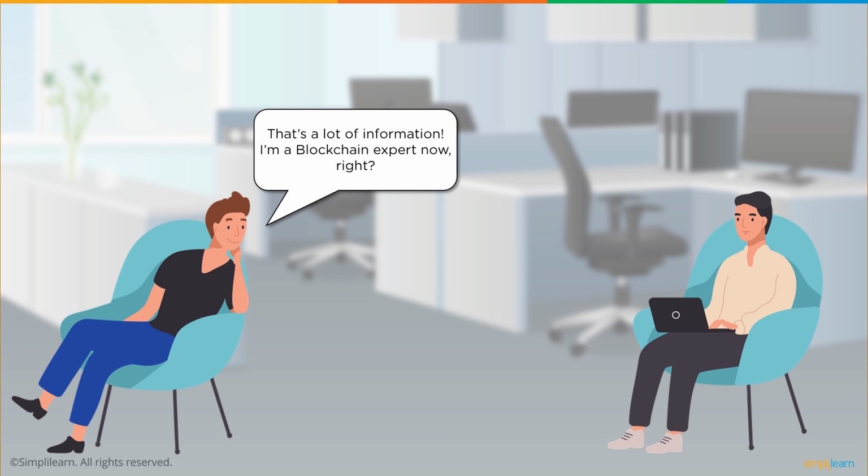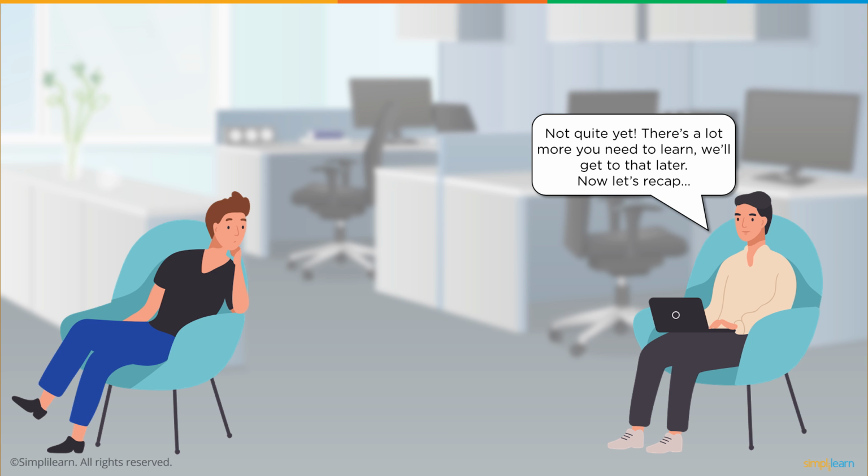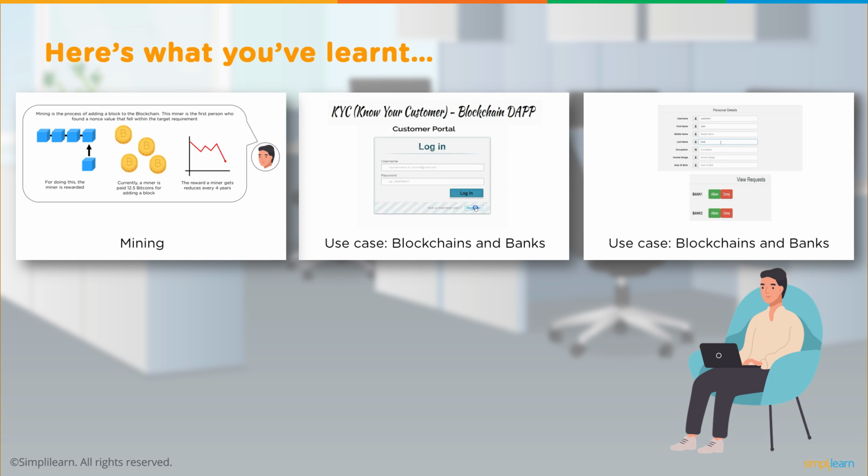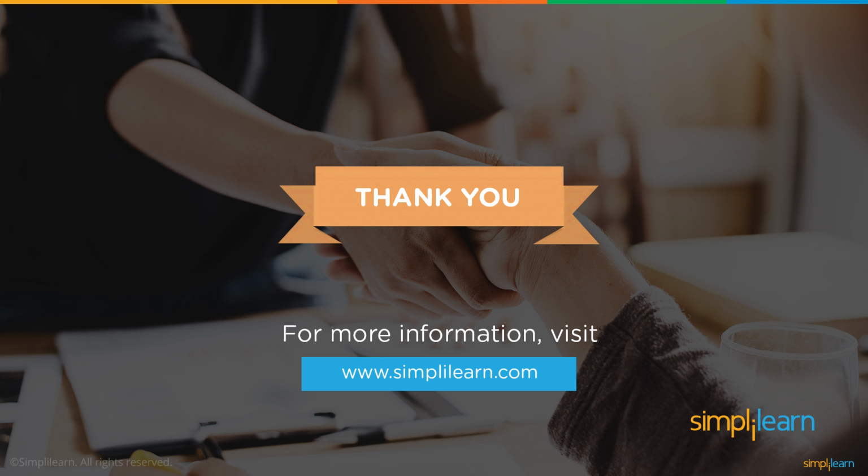Am I a blockchain expert now? Not quite yet. There's a lot more information you need to learn. We'll go to that later. Now let's do a quick recap. So what have we learned today? We learned what is blockchain, the Bitcoin story. We understood the public distributed ledger concept, hash encryption, the proof of work consensus algorithm, the concept of mining, and the use case of know your customer, a blockchain decentralized application which is used in banks, and the use case of blockchain in banks. I hope you all had a great learning session, and I'll meet you in my next session.